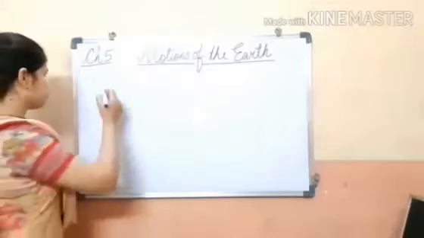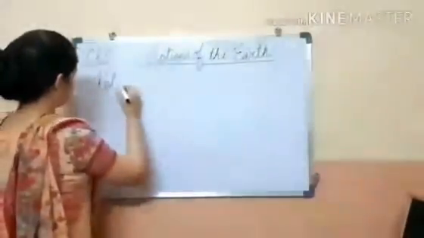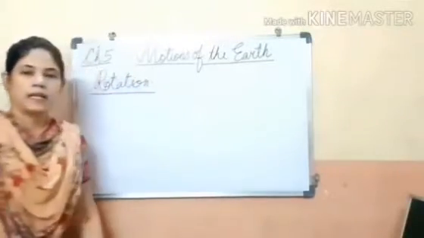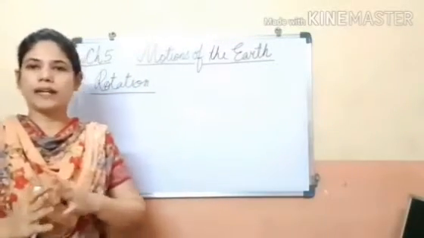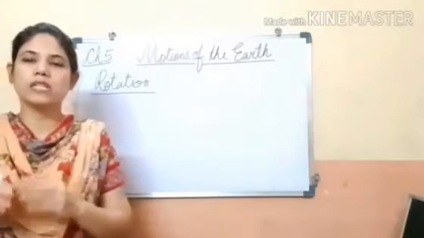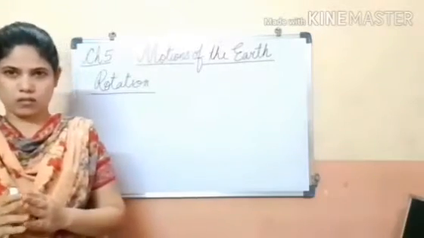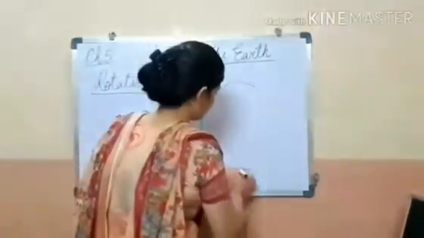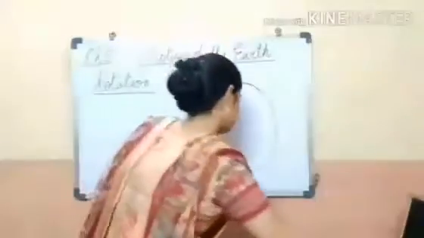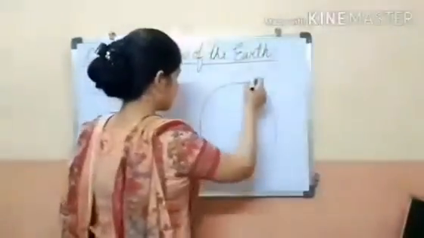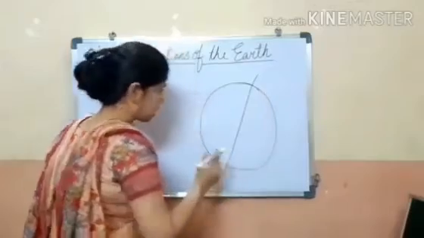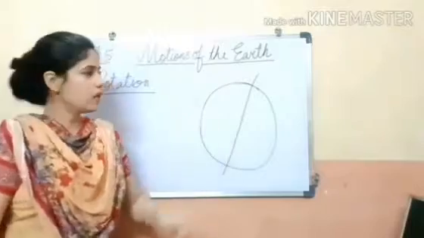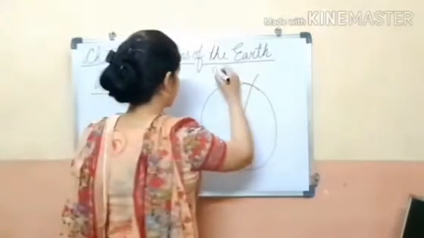First one is rotation. What is rotation? The movement of the earth on its own axis from west to east is called rotation. Now I'll explain you with the help of a diagram of earth. This is the earth, suppose, and this is the earth's axis, that is inclined. It's not perpendicular, it is inclined, means it is a bit tilted. This is called inclination of earth's axis.